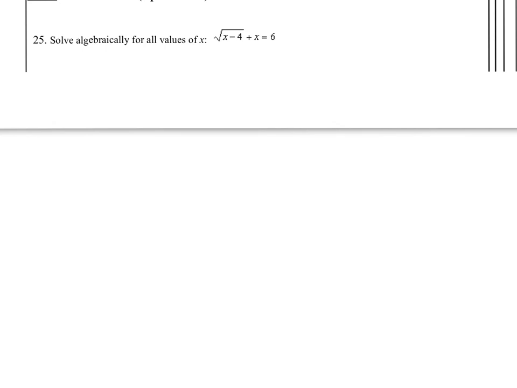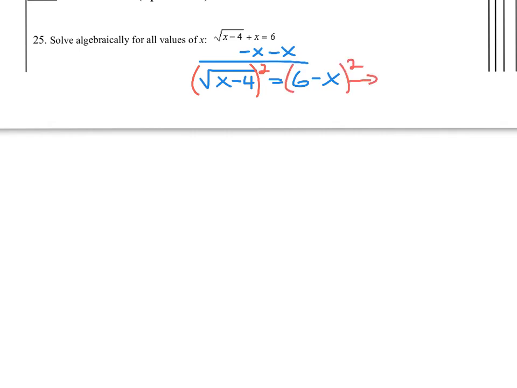So we're going to do this the good old-fashioned algebraic way. I'm going to isolate that radical, and I'm going to subtract x from both sides. That's going to give me the square root of x minus 4 equals 6 minus x. Now, to get rid of the radical, remember the opposite of taking the square root would be to square. What you do to one side, you do to the other.